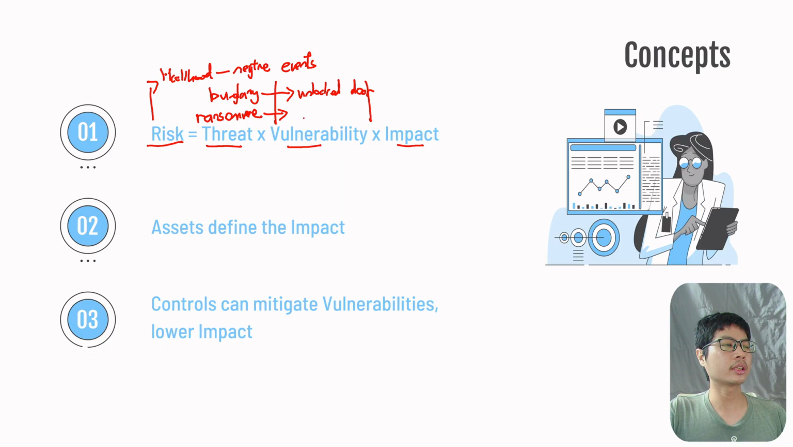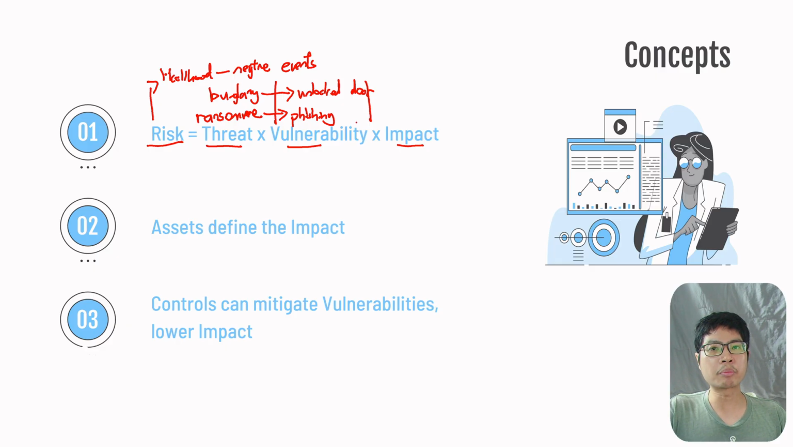And for ransomware, the vulnerability could be something such as phishing. And this is the vector by which the threat actor manages to get a foothold or get into the environment, get access to the machines and deploy their ransomware payload.